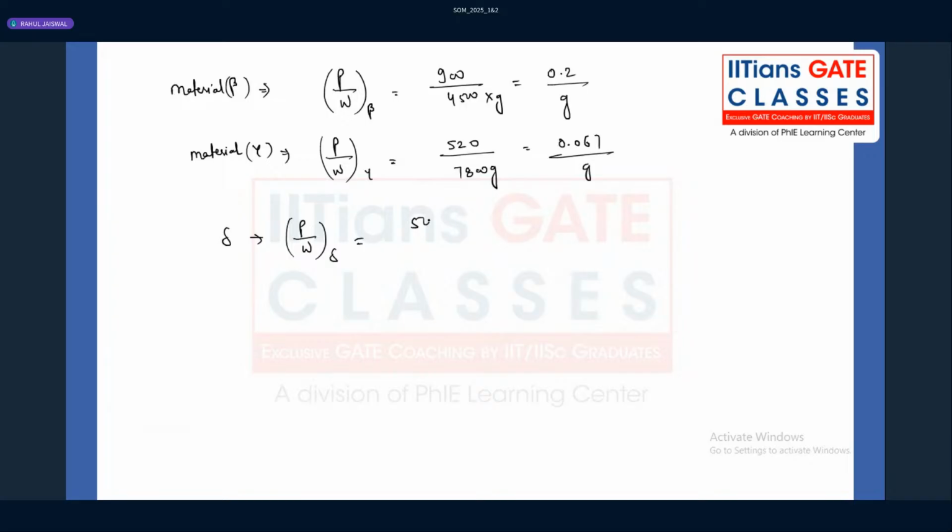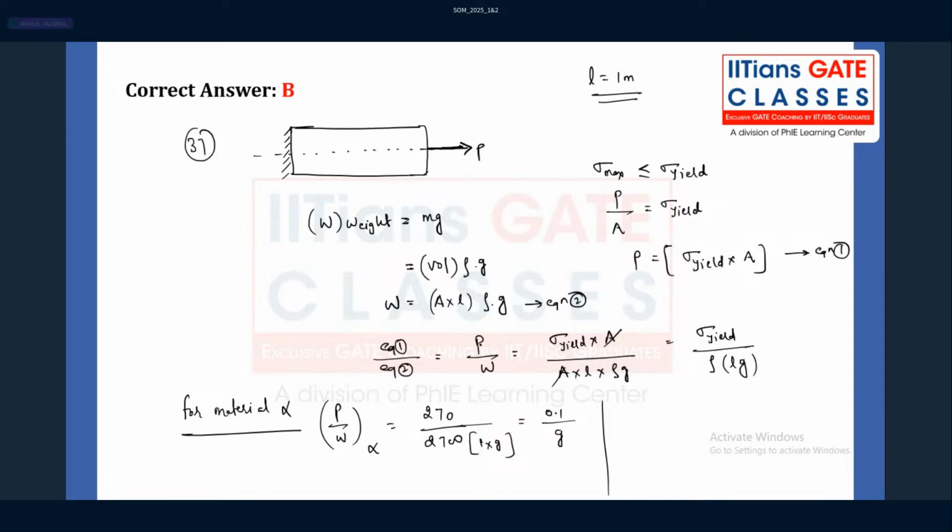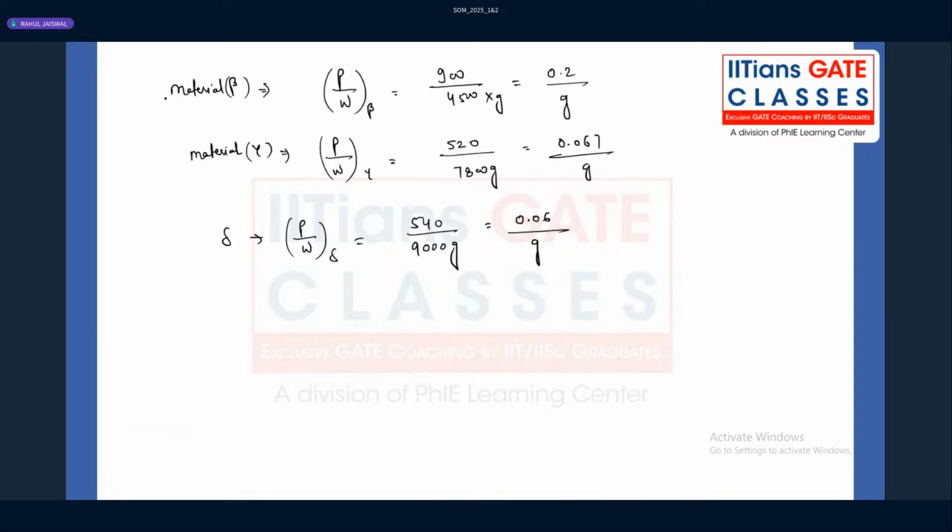This value is what? 540 by 9000 into Z, which will give you 0.06 by Z. Among all of these, you need to maximize the value of P and lower the weight. That means overall you need a larger value of P by W. Which material is giving you the larger value for P by W? It is material beta.